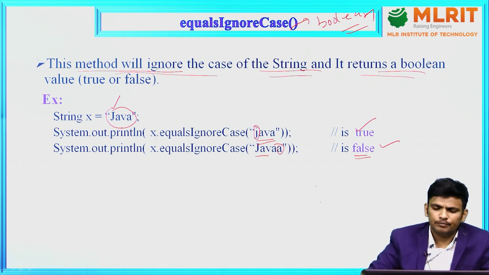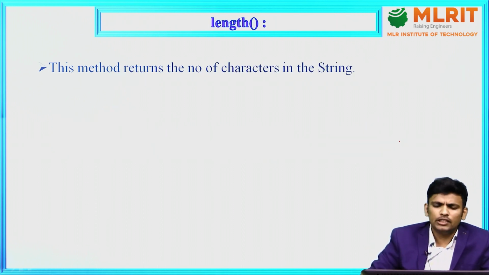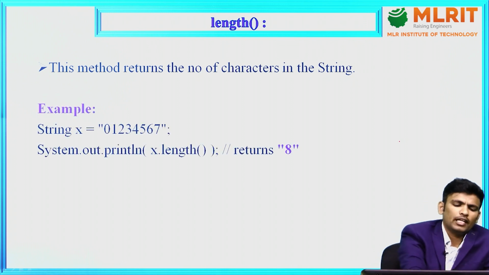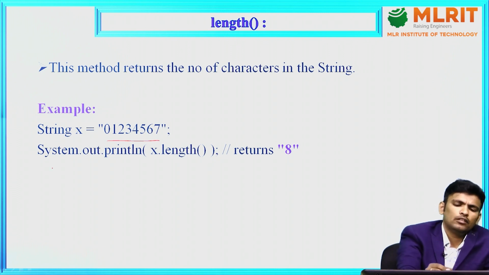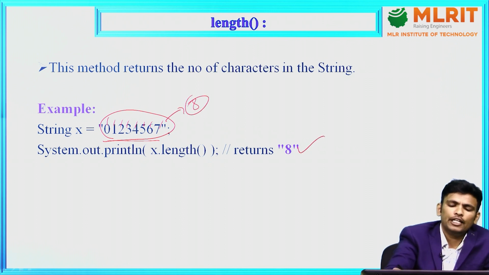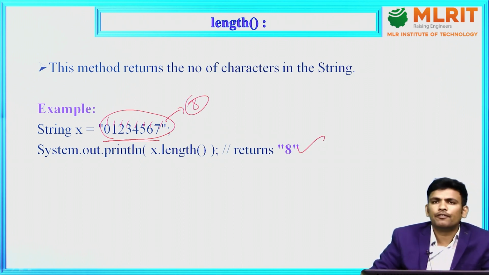Nothing more is there. The length method: as the name suggests, it will return the number of characters in the string object. Suppose you take an example, here I have a string object with indexes 0, 1, 2, 3, 4, 5, 6, 7. If you apply the length method, it will return the number of characters: 1, 2, 3, 4, 5, 6, 7, 8. So in total it has 8 characters, so 8 it will return.